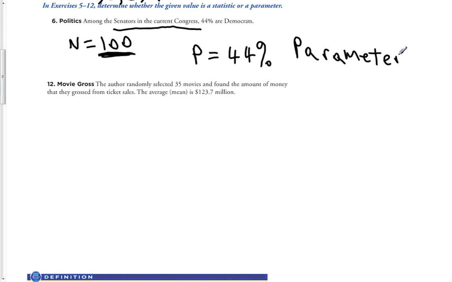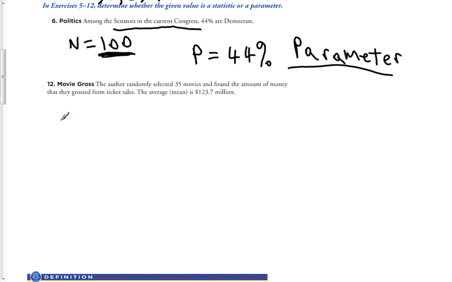So for number 6, this value is a parameter. Now for number 12, the author randomly selects 35 movies and found that the amount of money that they grossed from ticket sales, the average or mean, is $123.7 million.